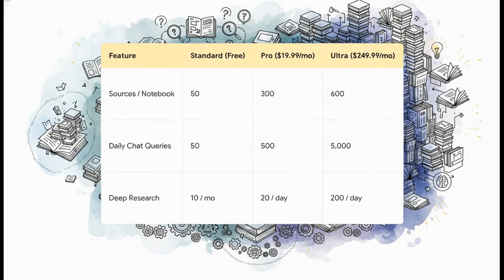All right, let's talk practical limitations. While the free tier is actually pretty generous, you will hit limits on bigger projects, especially that 50 source cap per notebook. The Pro and Ultra tiers, as you can see, expand those limits by a lot, so the key is really just to match the plan to the scale of what your research needs.